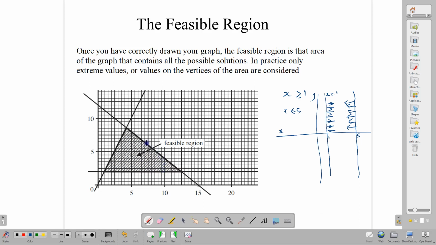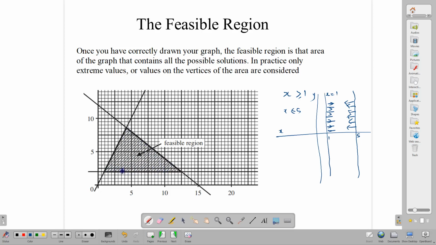So whatever the situation is that you were discussing, for example, in the previous example, we were talking about corn and tomatoes. In this particular example, all of these points in this region, every single one of them along the lines and within the region, would represent solutions. So this is what we call a feasible region. It's the region that has all the possible solutions.